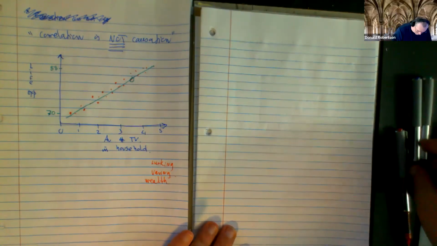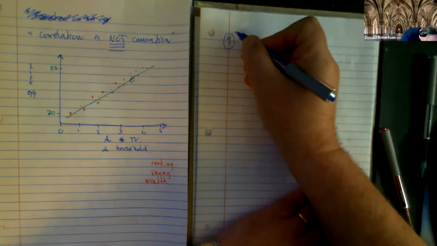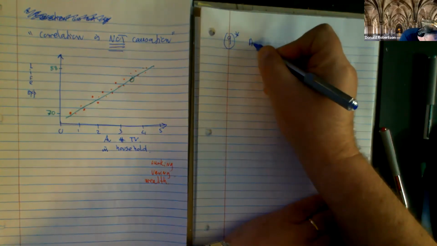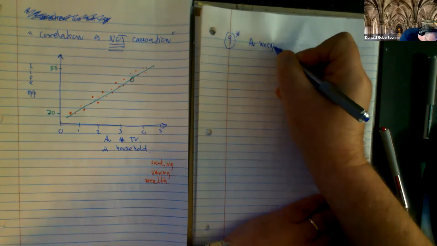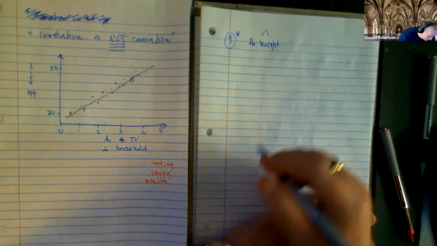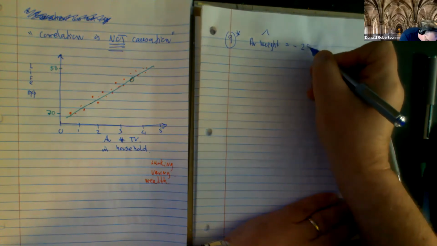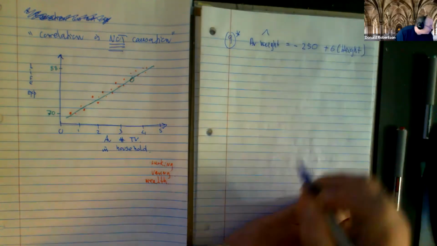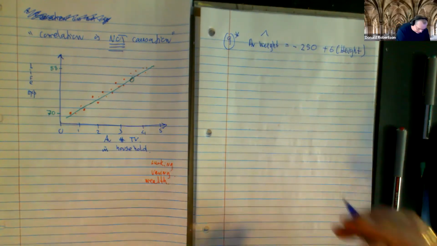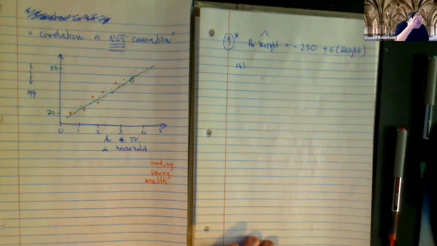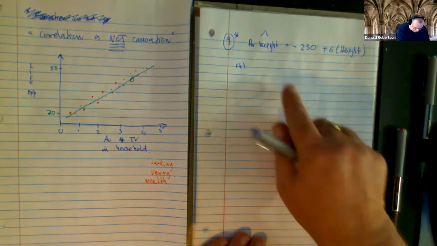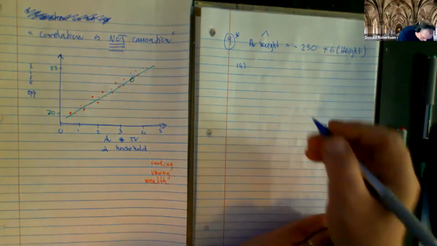Okay, let's return back to what questions would look like. This is a version of question 9. The average weight of someone. So I'm going to put my little predictor on it. The average weight is negative 250 plus 6 times their height. That's fine. And the first question, A, says, suppose that a man in this age group is 79 inches tall. So they're saying it's okay to use 79. Use this regression equation to predict the weight of that individual.